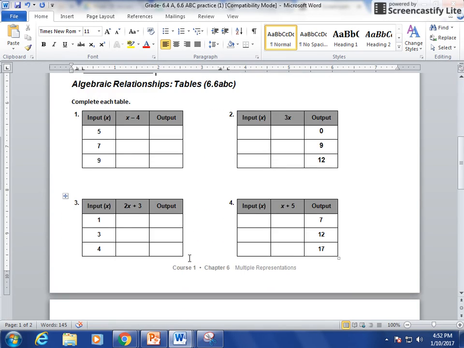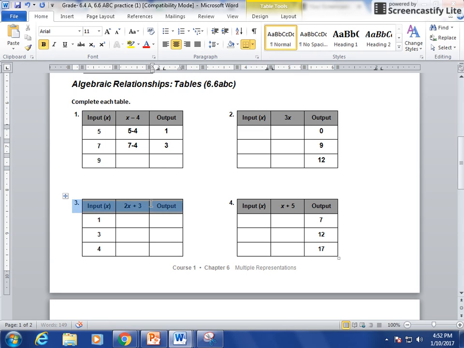On the bottom, you have tables already. They gave you the rule. So for example, on number 1, you've got a 5 input. That's your x value, so x minus 4. Really what it's saying is 5 minus 4, which means your output's going to be a 1. For the next one, 7 minus 4, and your output's going to be a 3. And you would continue on like that, filling in all your tables.